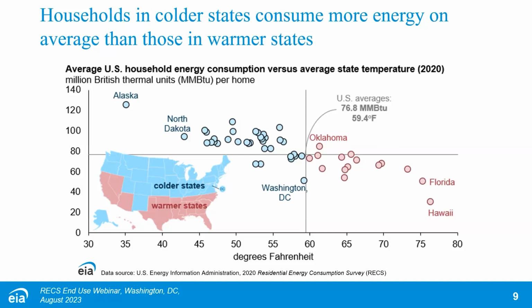Conversely, in the top left-hand corner of the graphic, Alaska was the coldest state, using an average of 125.1 million BTU per household in 2020. And in Alaska, 99% of homes used space heating equipment, while only 7% of homes used AC equipment. And I do want to note that differences between state level estimates in this graphic may not necessarily be statistically significant.